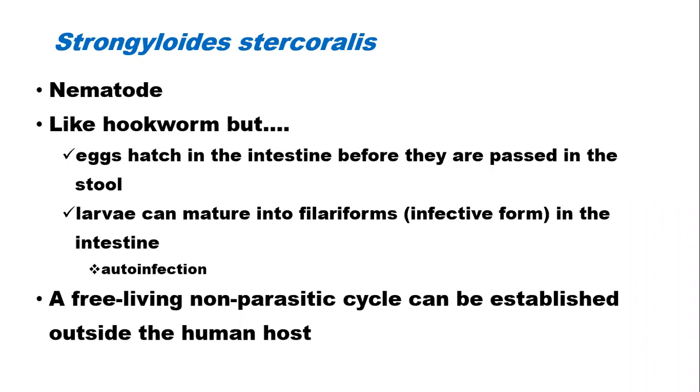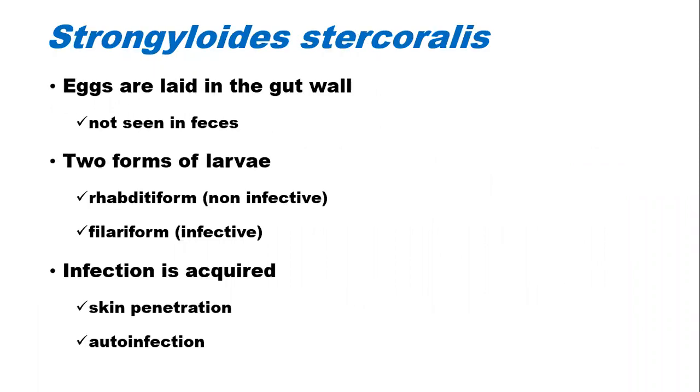This parasite, just like hookworm, may undergo a free-living non-parasitic cycle outside the human host. So the female worms lay the eggs in the gut wall, like I said earlier, and there are two forms of the larvae that we can see in stool samples. The rhabditiform larva, or the second stage larva, is the non-infective form. The filariform is the infective form.